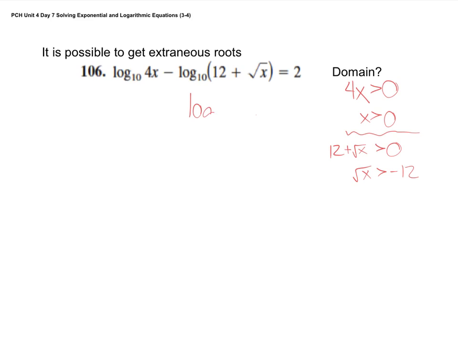Okay, and with subtraction, when we put logs together, this is what we covered before break, it's dividing, right? Subtraction is division, okay? So it's 4x over 12 plus root x. And that equals 2, okay? Remember, that's because when you divide, you subtract exponents, and logs are exponents, right? So if you see logs subtracted from each other, you combine them as division. All right? So now what do we have to do?